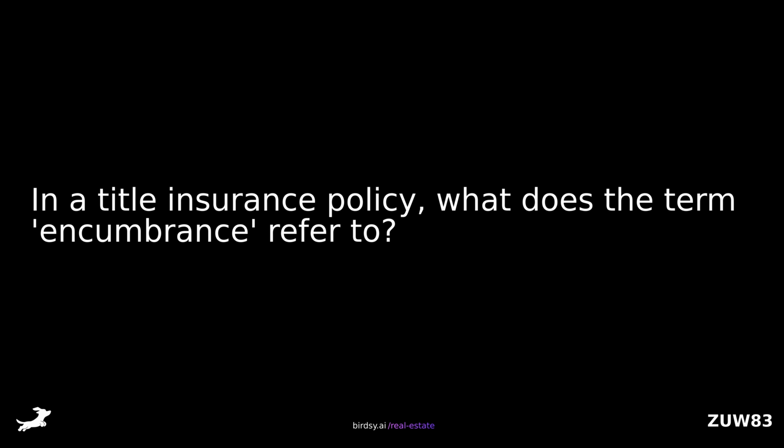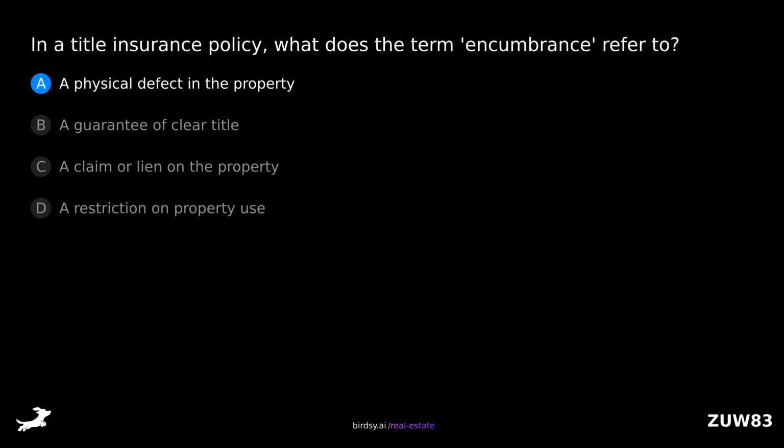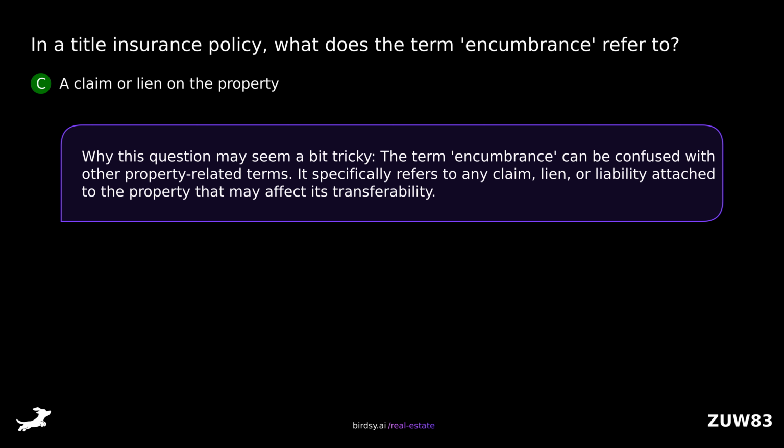In a title insurance policy, what does the term encumbrance refer to? Is it A. a physical defect in the property, B. a guarantee of clear title, C. a claim or lien on the property, or D. a restriction on property use? The answer is C. a claim or lien on the property. Why this question may seem a bit tricky: the term encumbrance can be confused with other property-related terms. It specifically refers to any claim, lien, or liability attached to the property that may affect its transferability.